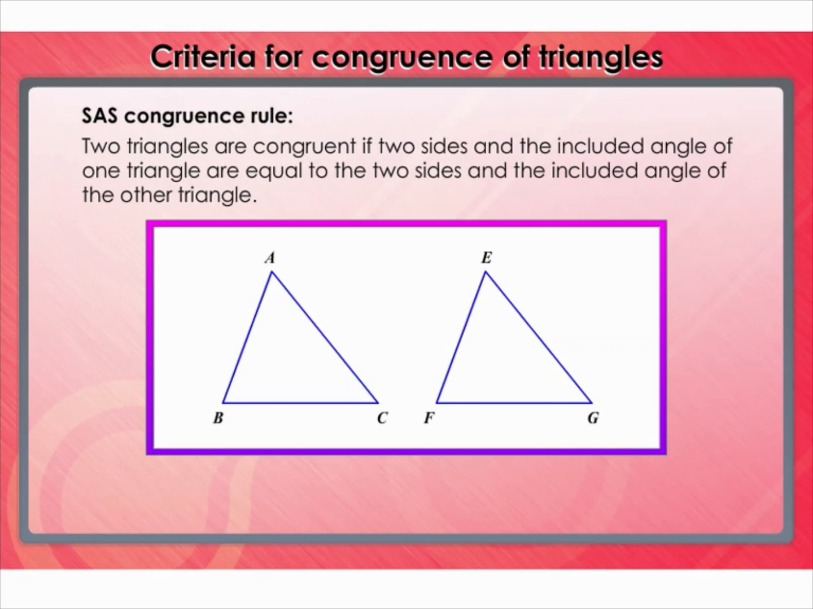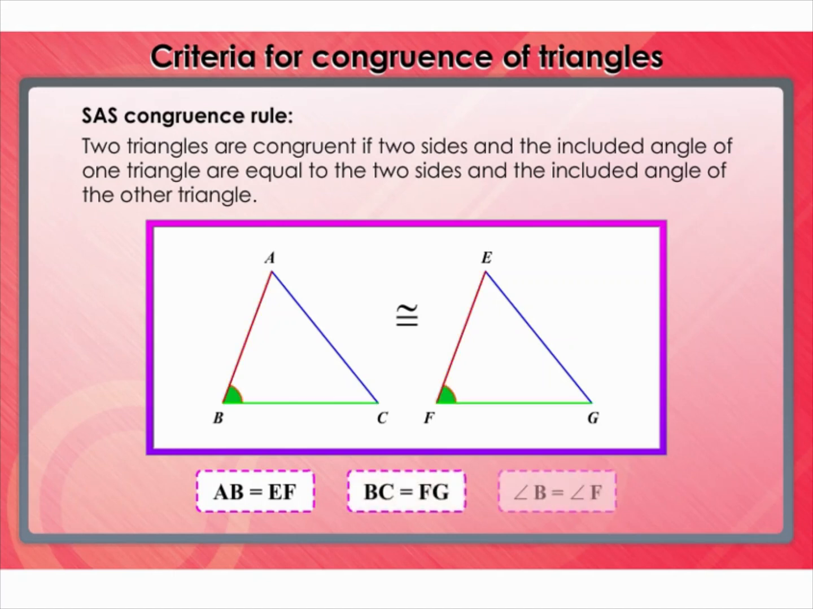Consider triangles ABC and EFG such that side AB is equal to side EF, side BC is equal to side FG, and angle B is equal to angle F. Then triangle ABC is congruent to triangle EFG. It is true for congruent triangles if the corresponding two sides and the included angles are equal. So it is accepted as true, an axiom.